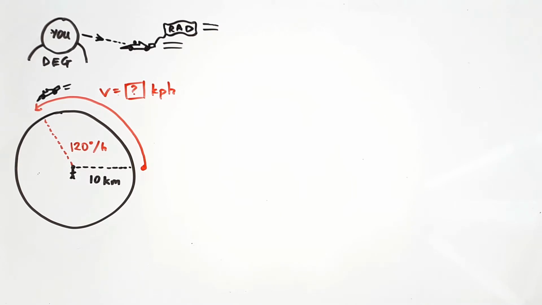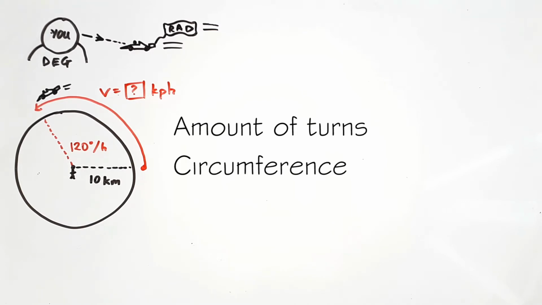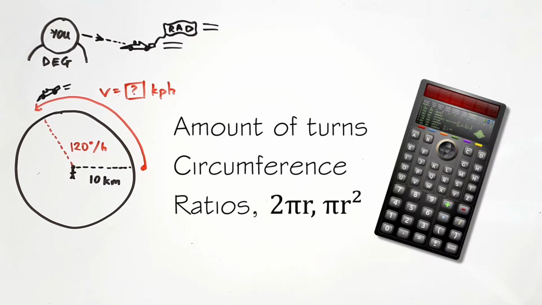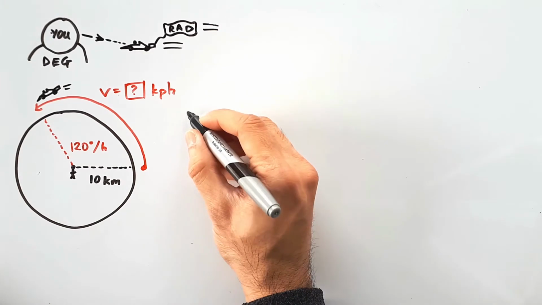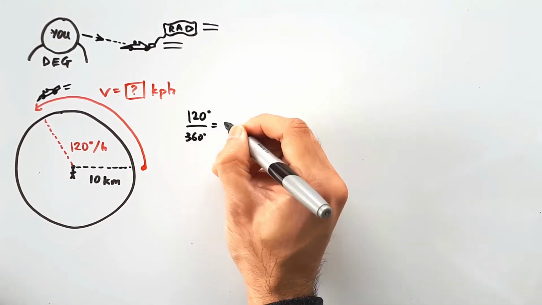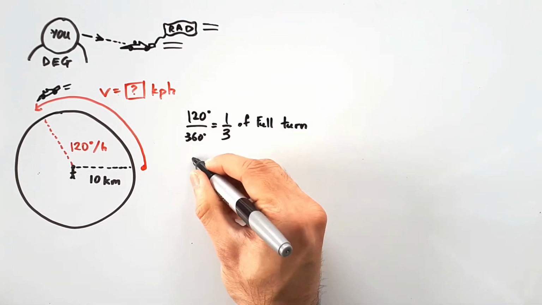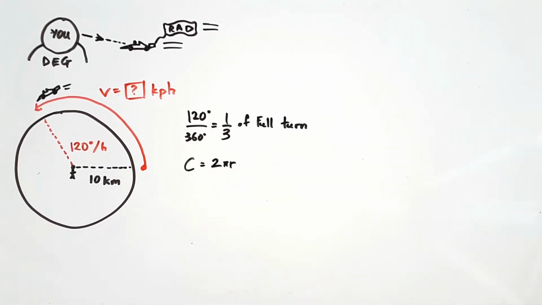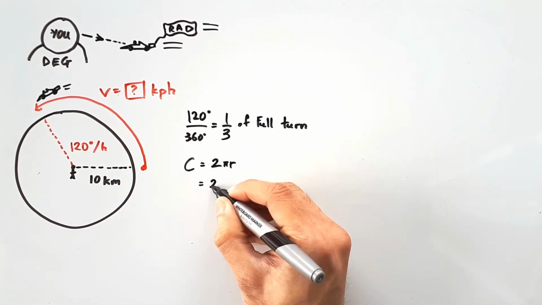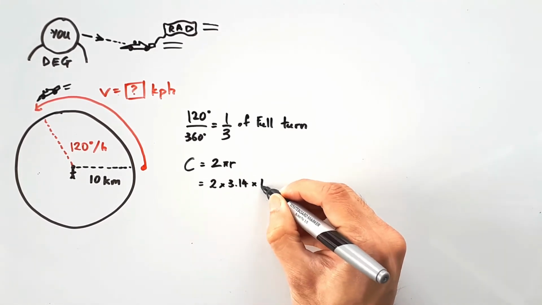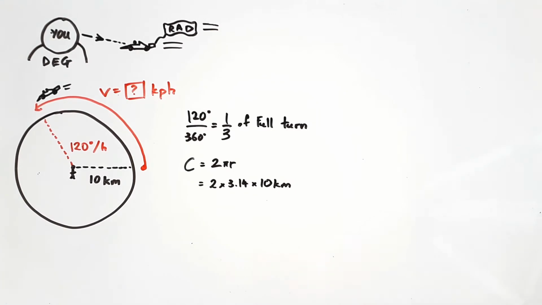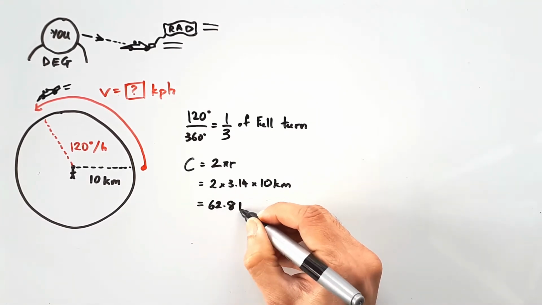Okay, so we're going to need a few things. The amount of turns the car has made in an hour, the circumference around or length of the track, a bunch of formulas, and probably your calculator. And it goes something like this. 120 degrees out of 360 degrees is a third of a full turn. Next, we find our circumference using the formula 2 pi r, which is 2 times 3.14 times 10 kilometers. So one lap around the track is about 62.8 kilometers.